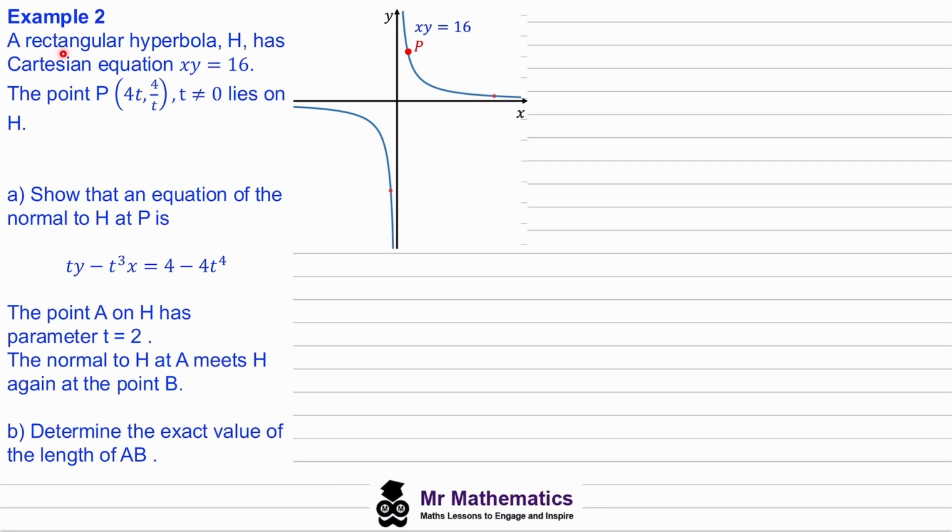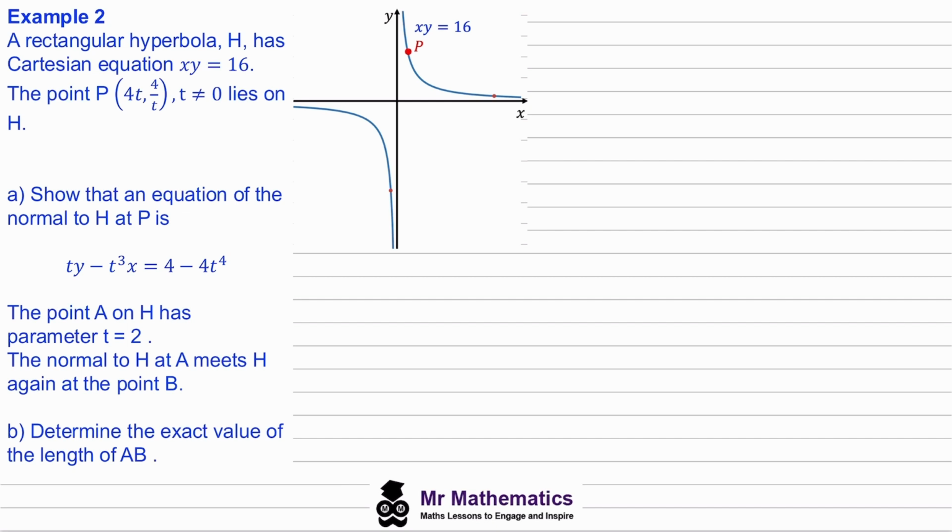So we're told that a rectangular hyperbola H has the Cartesian equation xy equals 16. We're given the parametric equation here, and this lies on H. Part A, we've been asked to show that an equation of a normal to H at point P is given as this. And in part B, we've been asked to use this equation.